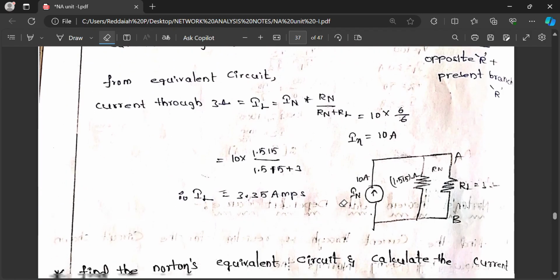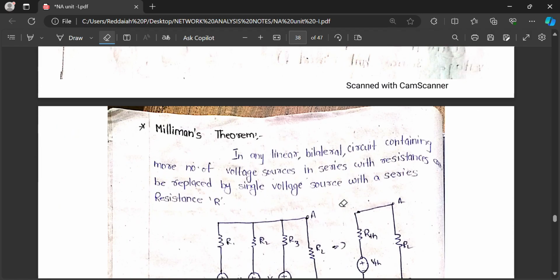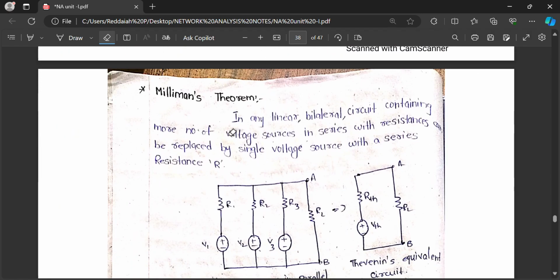You can see Norton's theorem with dependent sources also, which we solved. Due to time lagging, Norton's theorem we first have to remember.